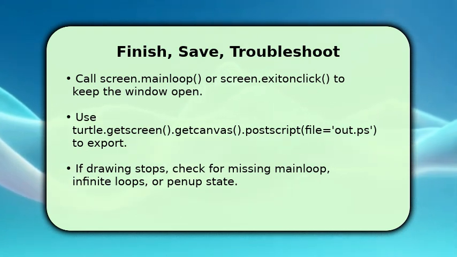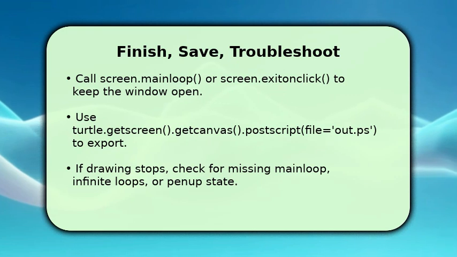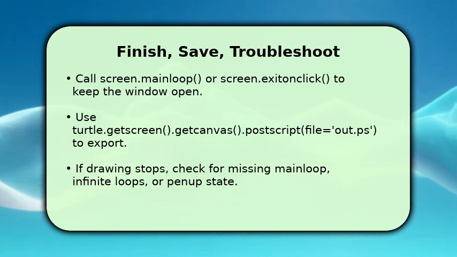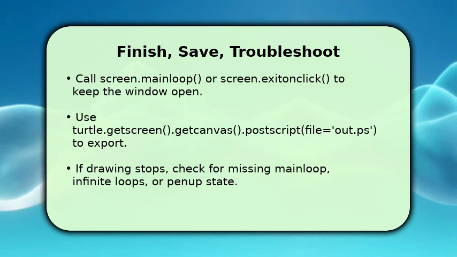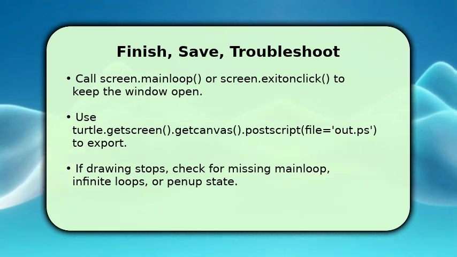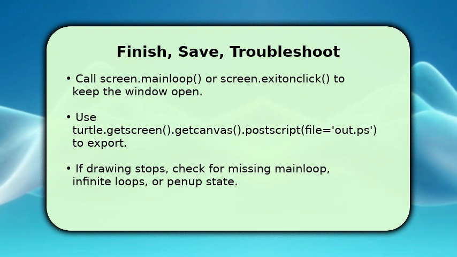If things freeze, check for infinite loops or blocking calls and confirm main loop is present. If shapes look wrong, verify coordinate math and heading. One key troubleshooting tip: if nothing appears, inspect pen state and speed, and step through a simple shape to isolate the issue.